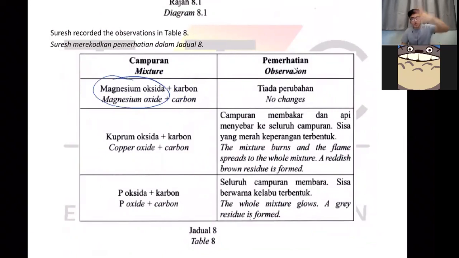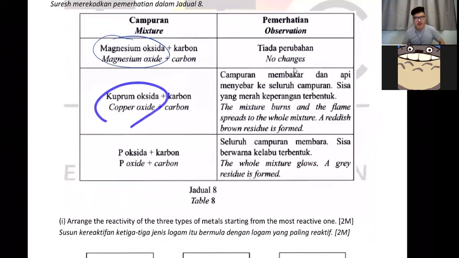Okay, like very good looking, like Chris Hemsworth good looking, like Chris Evans, like Captain America, very tall, very good looking. Whereas copper is very short, very ugly. That's what you see. Carbon can rampas the oxygen away. That's why you see there's a reaction. Okay, campuran membakar, the mixture burns. Okay, when there's a reaction, it means that there's a rampas wife story going on.